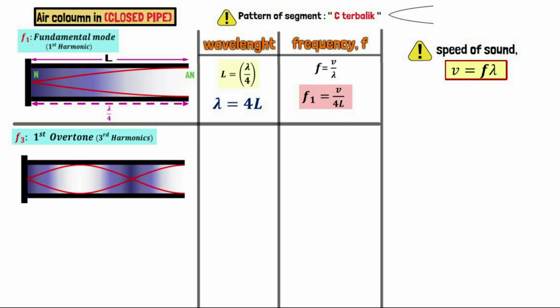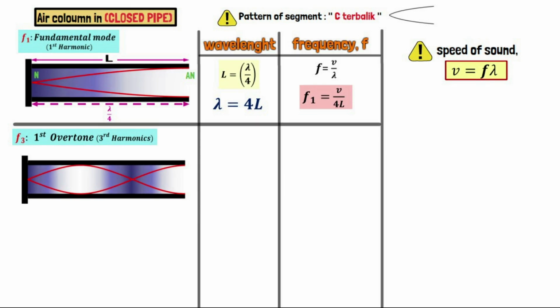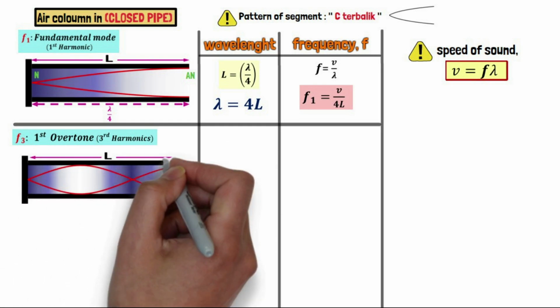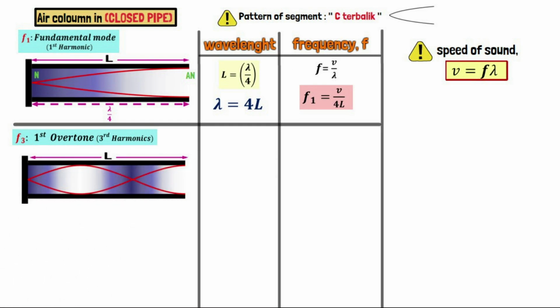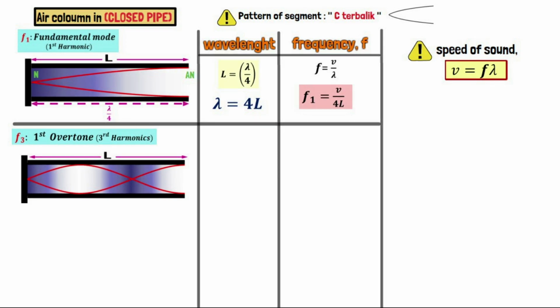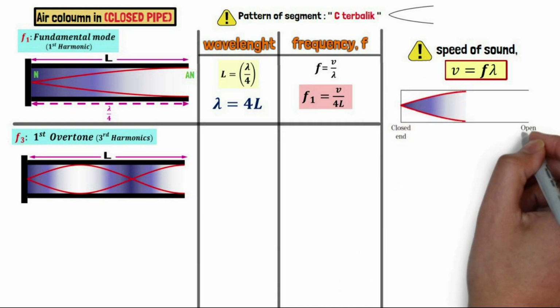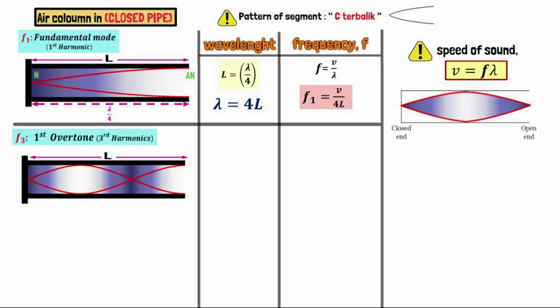Jadi untuk closed pipe, syarat yang pertama bila you nak lukis standing wave in closed pipe, bahagian mulut pipe yang terbuka itu mesti anti-note, bukan note. Jadi kalau kita lukis second harmonics, which is 2 kali pattern of segment C terbalik, kita akan dapat pattern seperti ini, iaitu di bahagian hujung pipe yang terbuka akan kita label sebagai note.